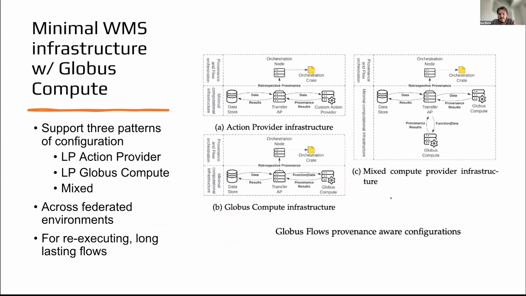When approaching the integration of Globus Flows with the Life Application framework, we identified 3 minimal infrastructure patterns that we'd like to support. The first uses custom action providers, which are sort of the most flexible tool for extending Globus Flows with some custom behaviors. The second uses Globus Compute for supporting a general compute interface for users. And the final one is just a mixture of the two.